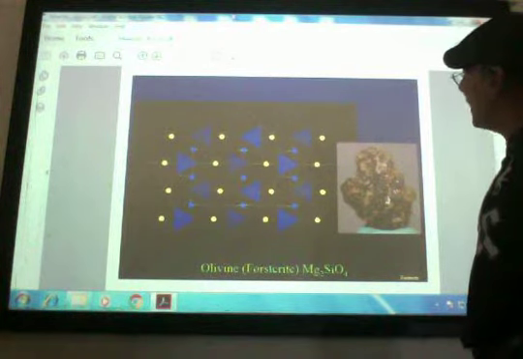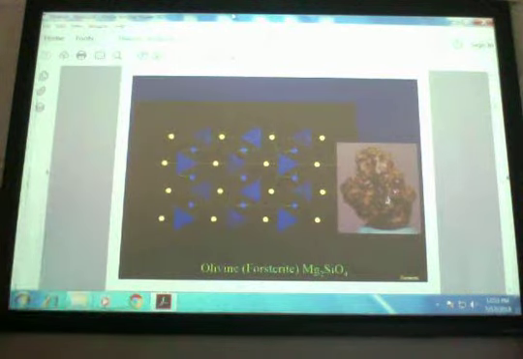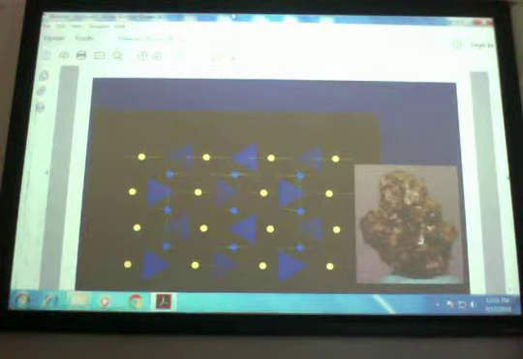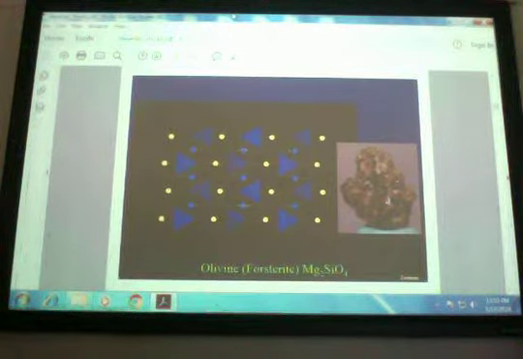For example, we have the mineral olivine. Olivine is the most common mineral in the Earth's mantle. That means 67% of all the minerals in the Earth's mantle is olivine. But olivine is not very common in the continental crust. It's a mineral which you find mainly in the oceanic crust.